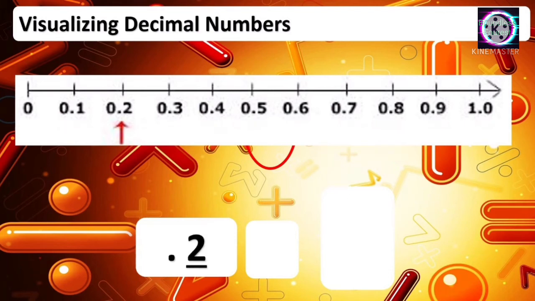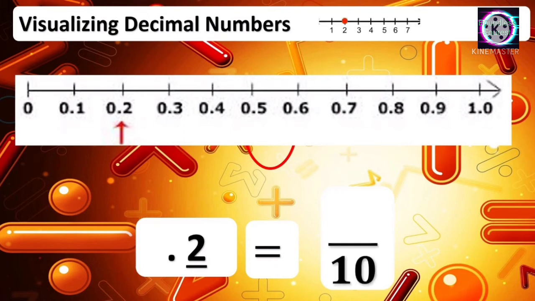And then, how are we going to change it into fraction? So, baliktad naman tayo dito. To change it into fraction, what is the place value of 2? So, after the decimal point, we have tenths. So, it means that the denominator will be 10. And what will be the numerator? The numerator is 2.